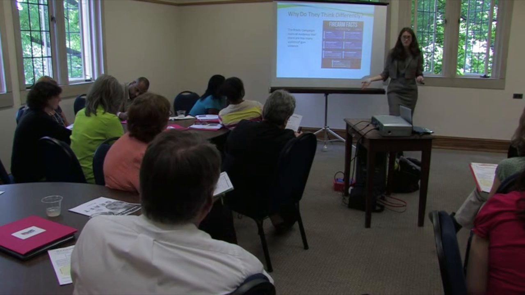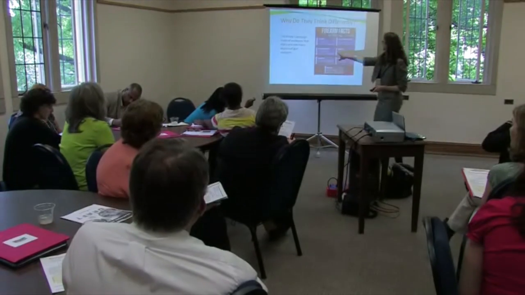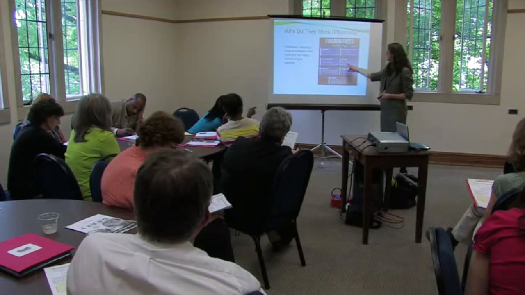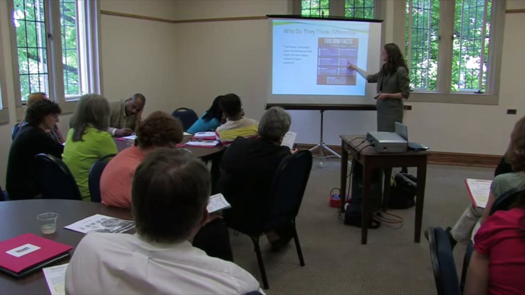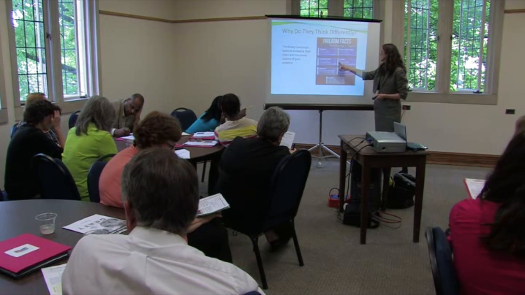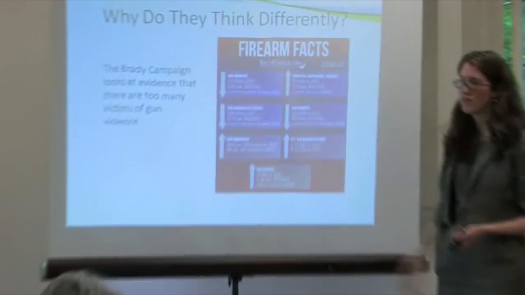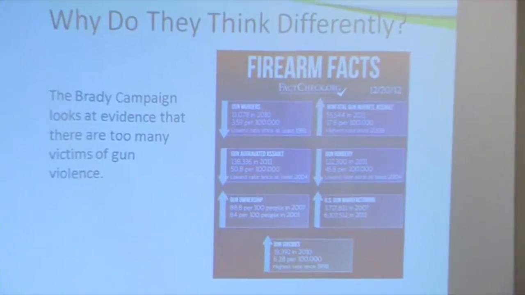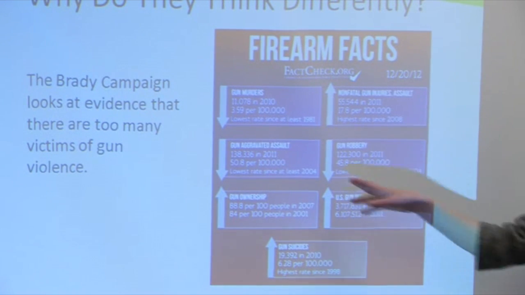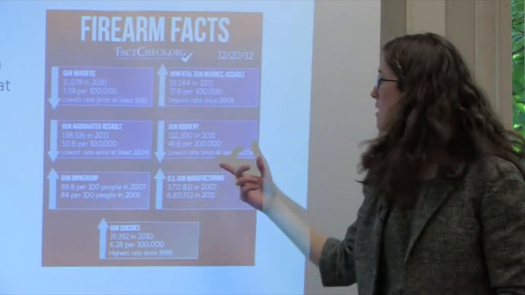Might have anything to do with it. It might not. I can't see this. What's that one in that corner? The second one to your right. This one? The one that went down in the middle. This one, gun robbery, has gone down. In 2011, it was at the lowest rate since 2004. It had gone down to 122,000 in 2011. So the NRA would look at that and say, actually, with gun ownership going up, robbery has gone down.